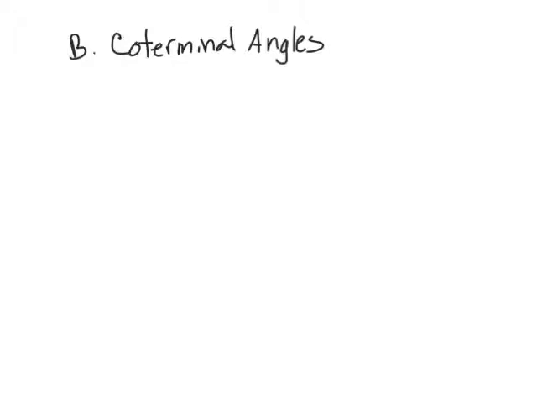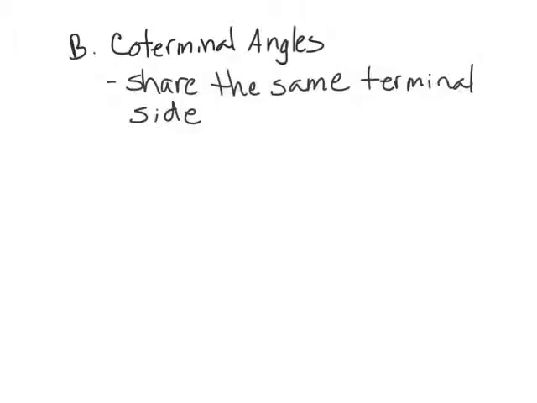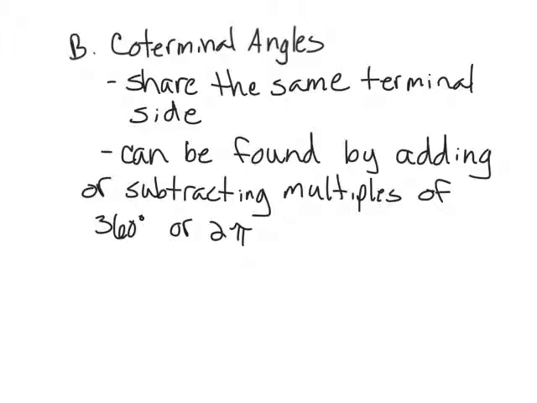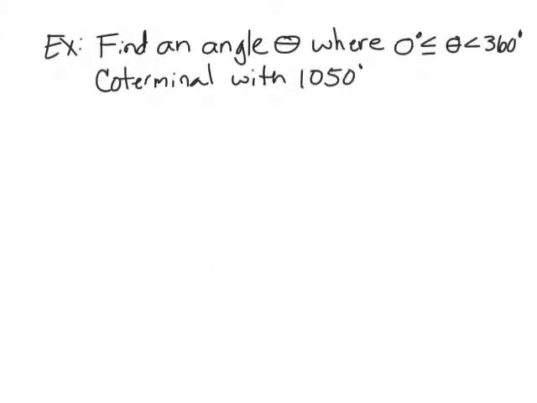And then we will finish up by talking about coterminal angles. Coterminal angles share the same terminal side, but their angle measurements might be different. They can be different by a multiple of 360 or 2 pi if you're in radians. So these angles can be found by adding or subtracting multiples of 360 degrees or 2 pi. So we're going to finish with this example and then we'll work some more in class.